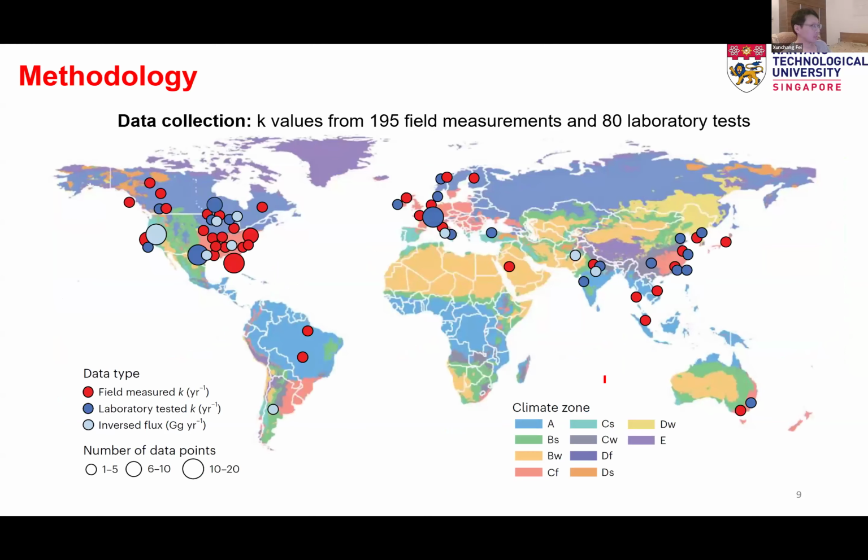Okay, so then let me show you the first step of my research, that is data collection. Basically, this world map is showing you, or I should say that all these circles on the world map are showing the places with available data.